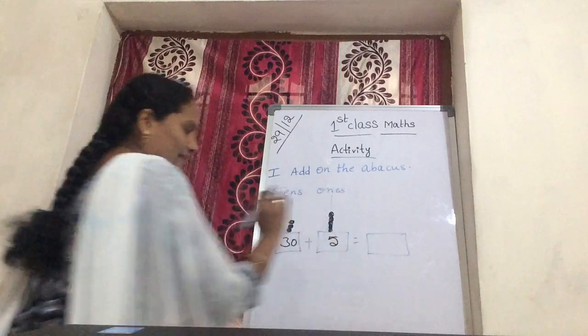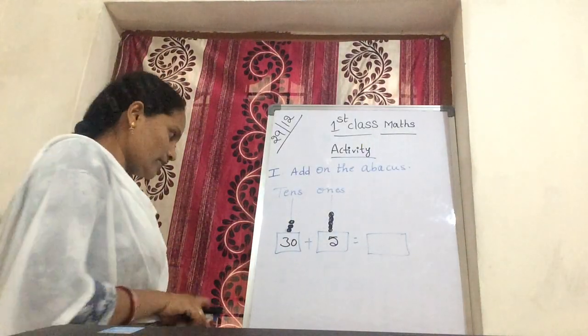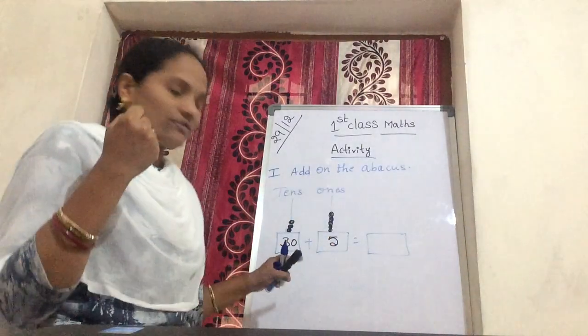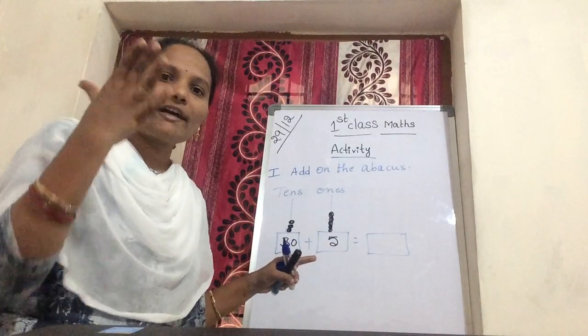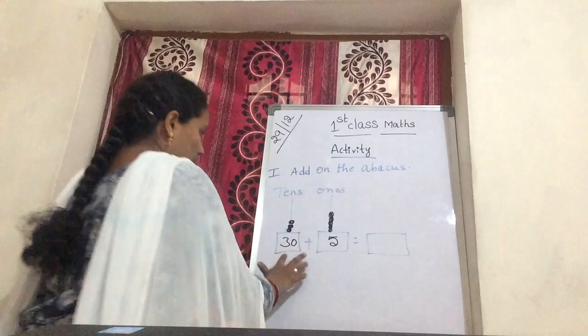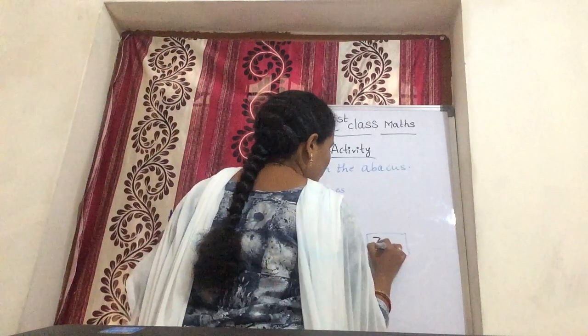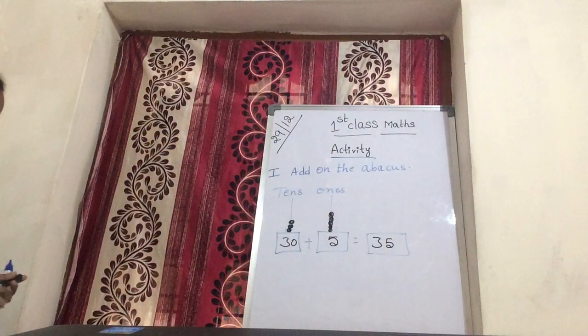Now 30 plus 5. Now count it. 30 after 5: 31, 32, 33, 34 and 35. You get 30 plus 5, 35. Write in this box 35. Now please copy it. Now 1, 2 more are there.